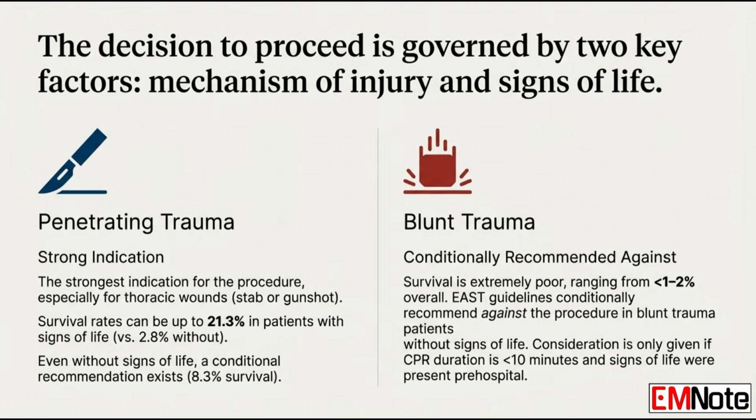Which brings us to the biggest factor of all, the mechanism of injury. How the patient got hurt in the first place. That seems to be the great divide. It's everything. You have to draw a hard line between penetrating trauma and blunt trauma. One is a localized problem, like a stab wound. Right, a single repairable hole. Yeah. And the other, blunt trauma, say from a car crash, is catastrophic, widespread damage, the kind of thing opening the chest can't fix.